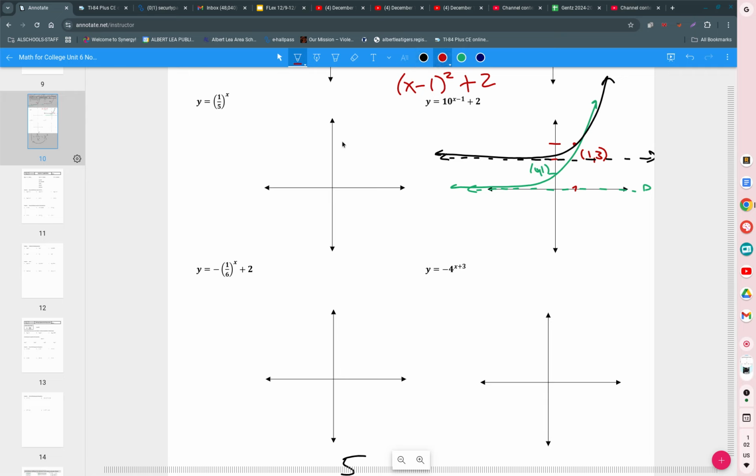Notice how this number is less than 1. If it's 1/5 or 1/2 or 1/3 or something like that, then it switches shape. Instead of starting down and finishing up, it starts up and it finishes down.